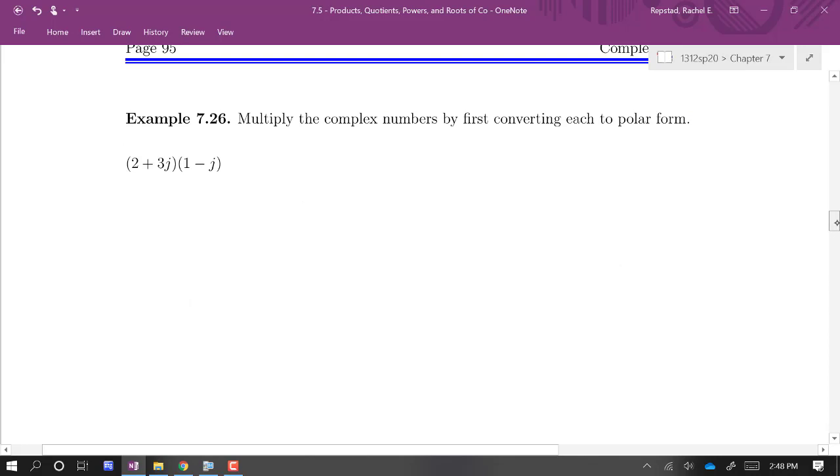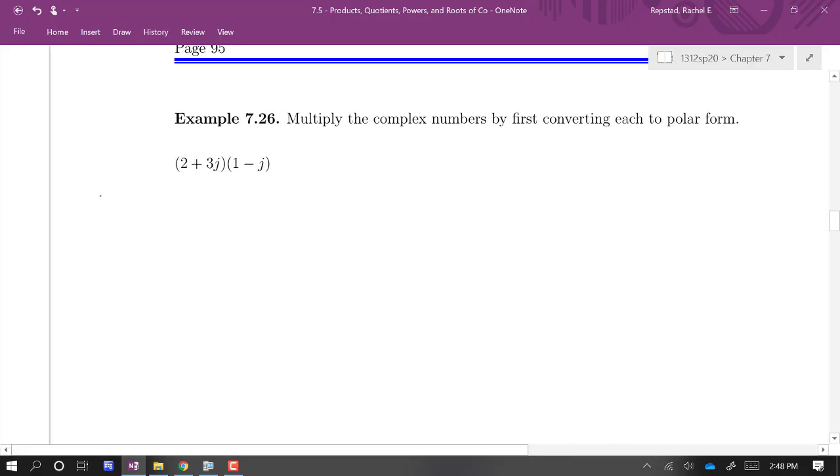Okay. Let's try another. Here they're giving us a couple of complex numbers in rectangular form. They want us to multiply, but they want us to do it by first converting each to polar form. So let's do the conversions. So let's work with 2 plus 3j first.